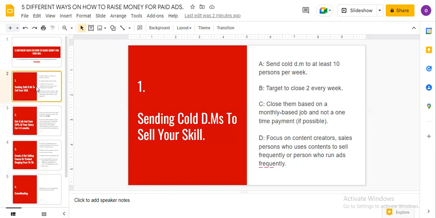You get. Now your skill should be something that can help them achieve their goal. So once your skill is something that can help them achieve their goal, then go for it. There's a high percentage rate that they would actually employ you as their personal worker. You get. So that is just number one, sending cold DMs to sell your skill. Now let's move on straight to number two.